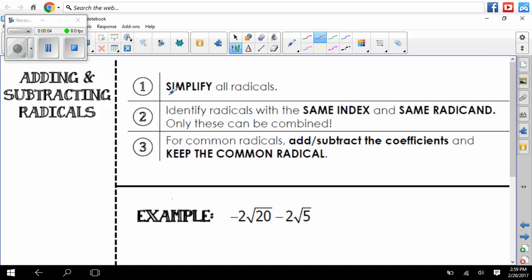Well, we're going to simplify all the radicals. They have to have the same index, which means they're both squared or cubed, etc. And they have to have the same radicand. It means on the inside it has to be the same. And then you can combine.